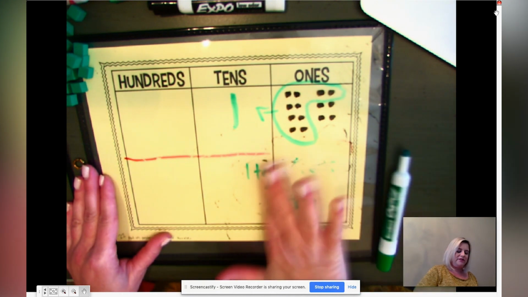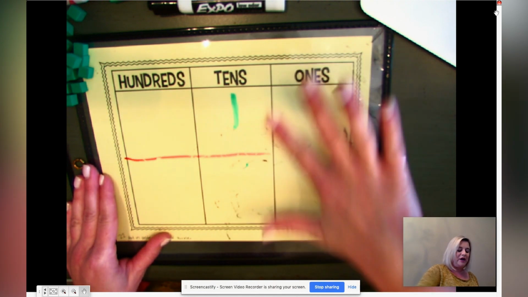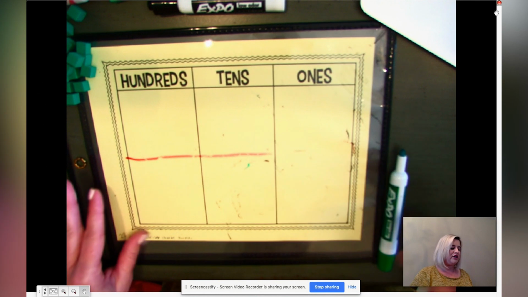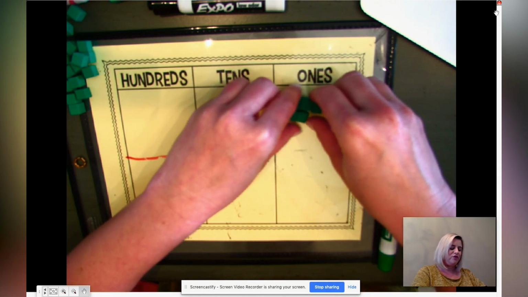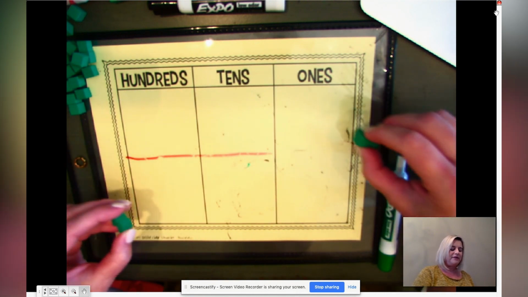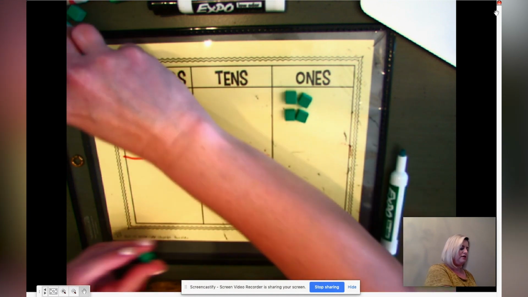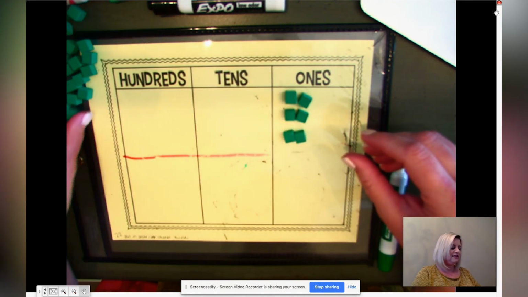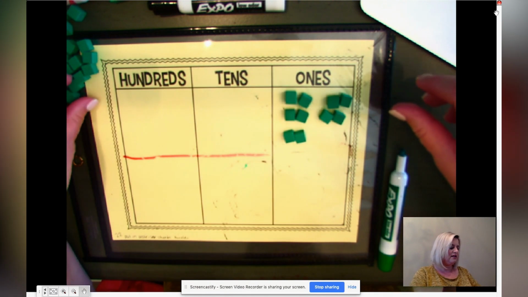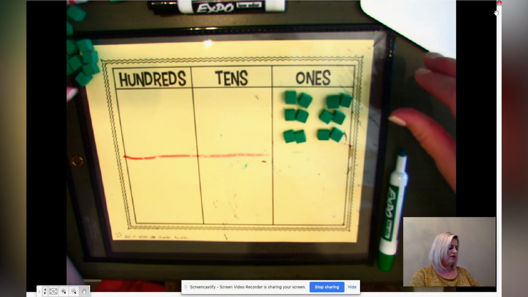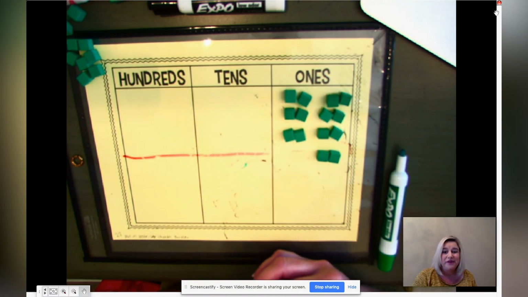Okay, so I'm going to erase this. As you can tell, I left my eraser, and so I'm using my hands. Okay, so now we're going to do 14 with our base 10 blocks, and I'm going to count by twos. 2, 4, 6, 8, 10, 12, 14. So now I have 14 ones.